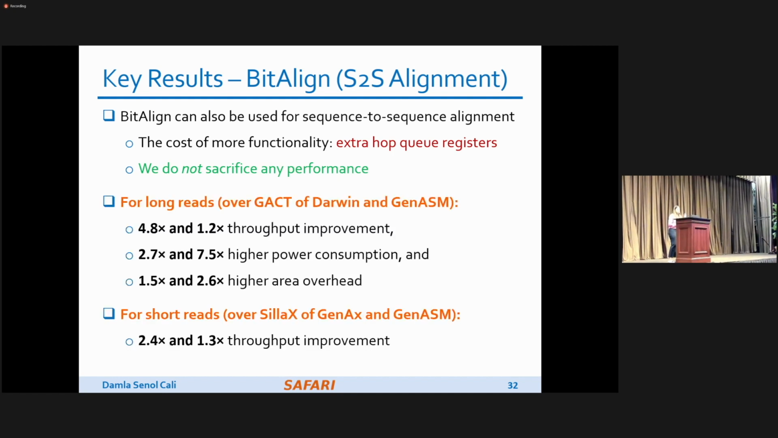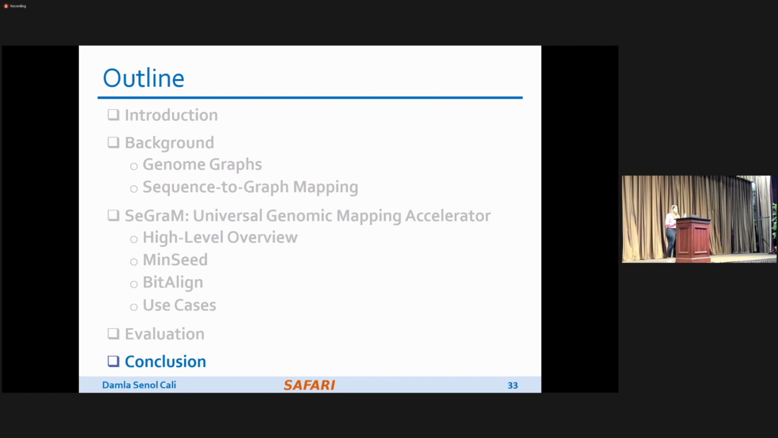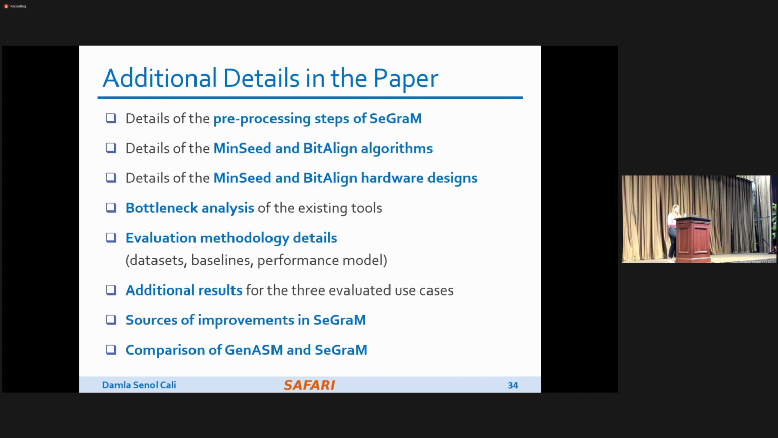So compared to state-of-the-art hardware accelerators, but this time specifically designed for sequence-to-sequence alignment, we find that BitAlign increases throughput over all 3 baselines, but with the extra cost of power consumption and area overhead. So before I conclude, here's a list of additional details that you can find in our paper. For example, sources of improvements in SeGraM.